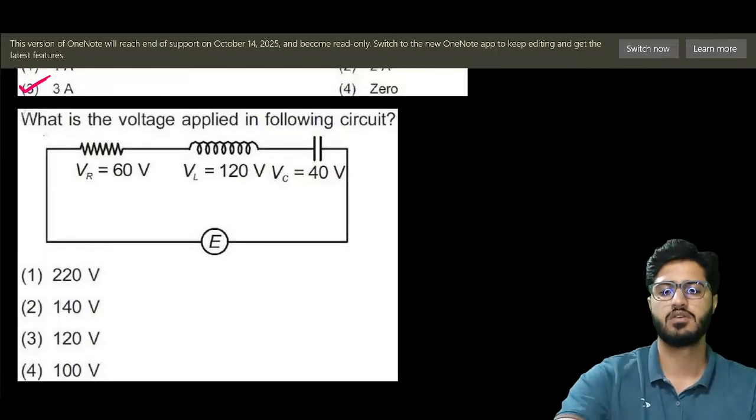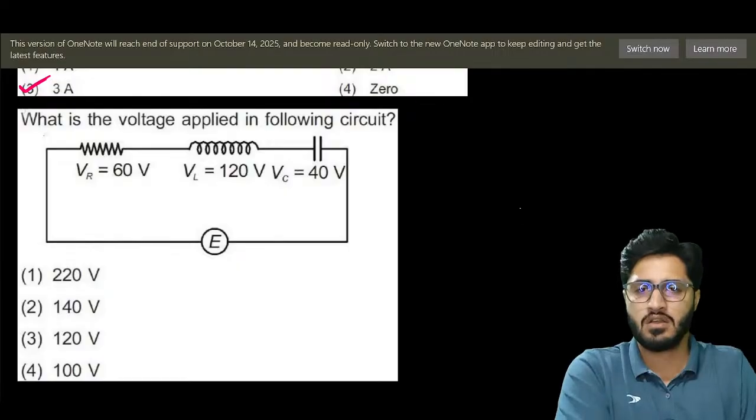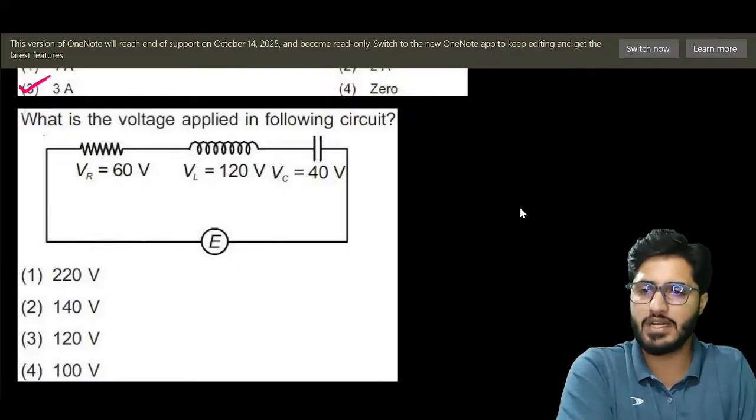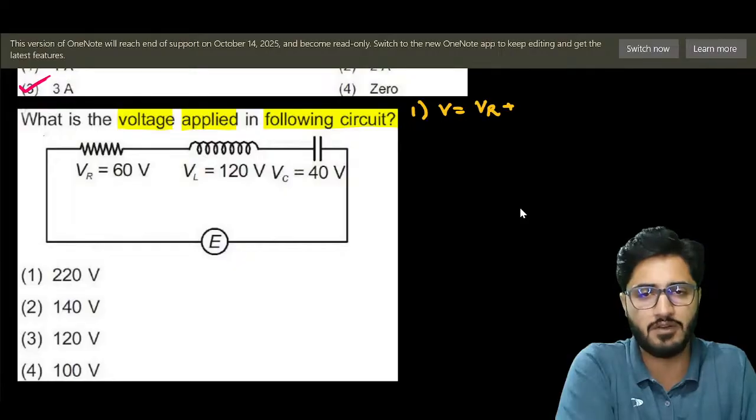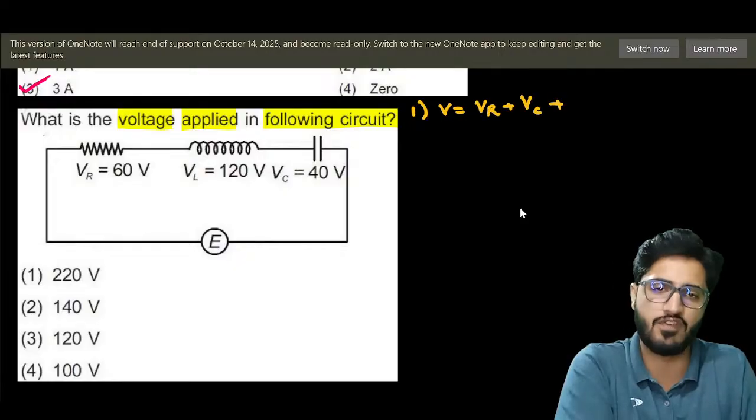This one now. Numerical: what is the voltage applied in the following case? Okay, so first, what will you think? You will think, sir, V equals VR plus VC plus VL. What is VR? Is it 60? VR is 60, VC is 40, VL is 120.